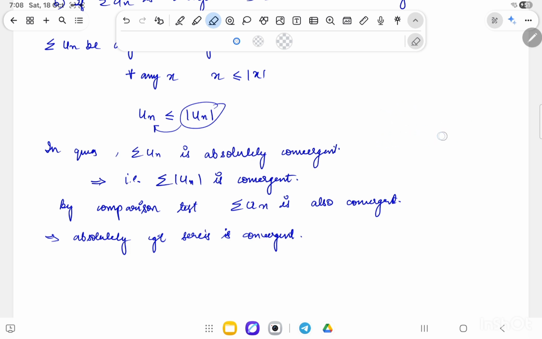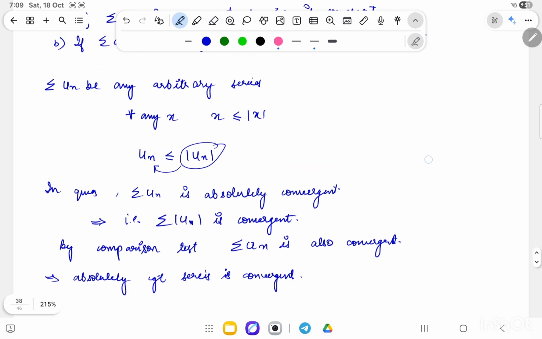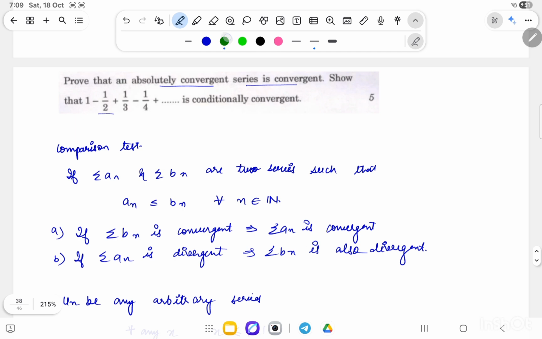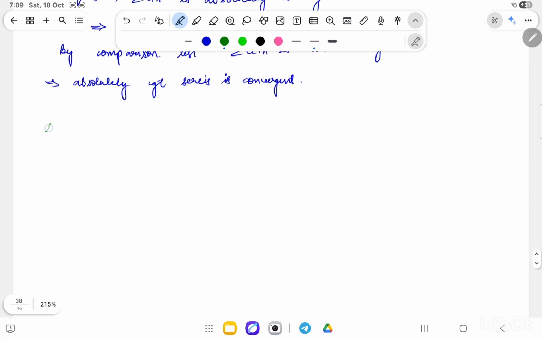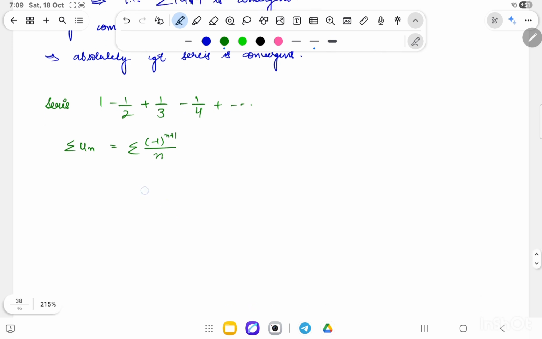Now let's test the convergence of the given series. The series given to us is 1 minus 1 by 2 plus 1 by 3 minus 1 by 4 and so on. If I name it summation un, it will be summation (-1)^(n+1) divided by n. So this is the given series, and we'll be using Leibniz test again.